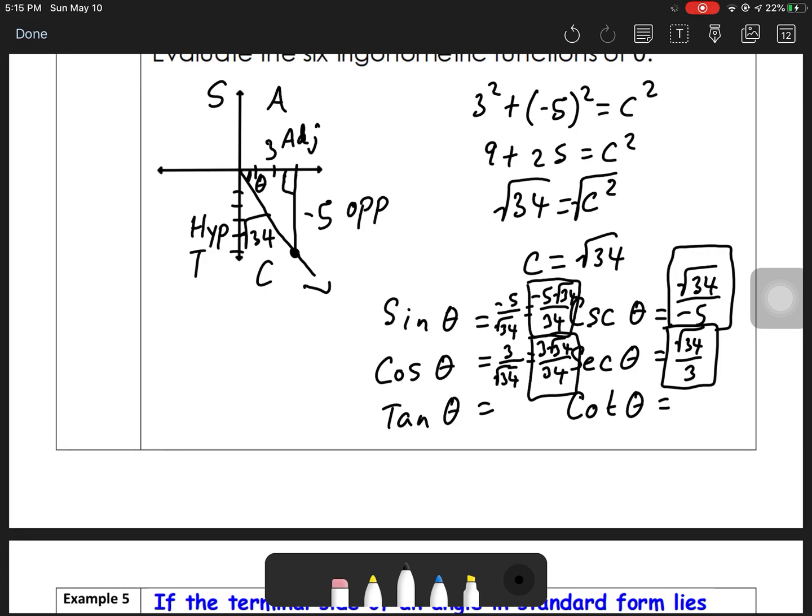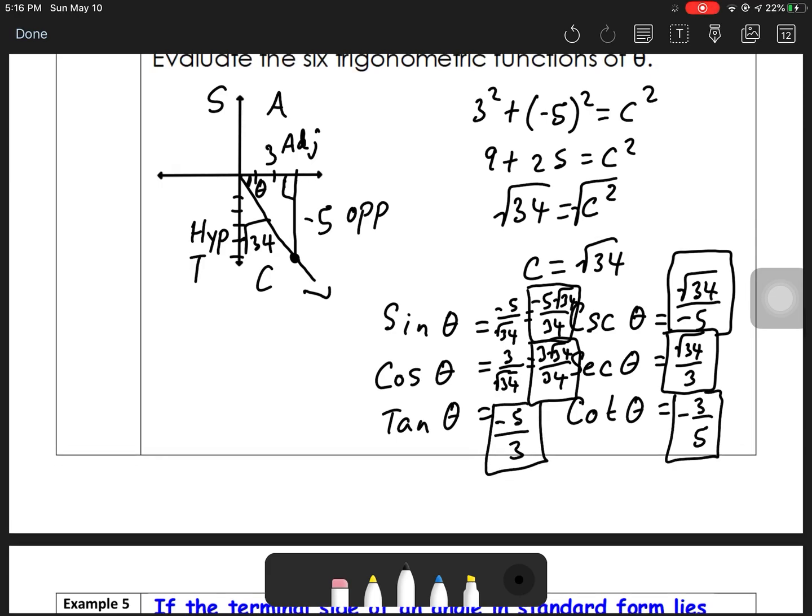Okay, and then tangent. Tangent of theta is opposite over adjacent. Opposite is -5 over 3, and then the other one is -3 over 5 because it's the reciprocal. So there are the three ratios that we have.